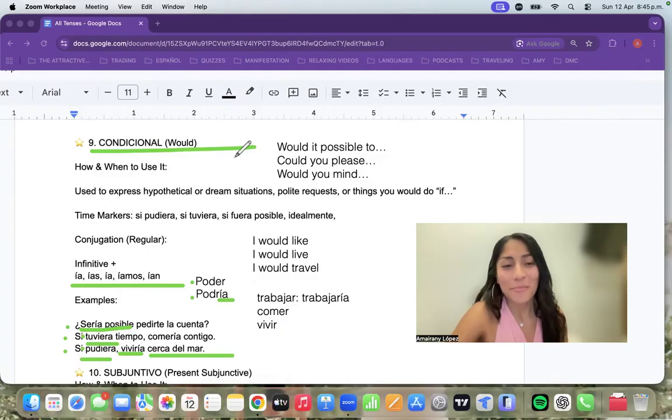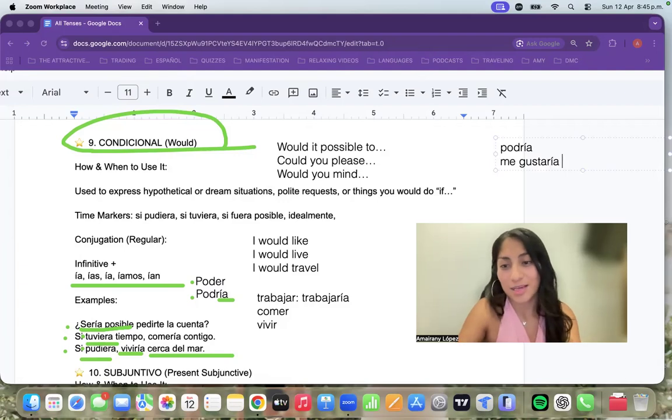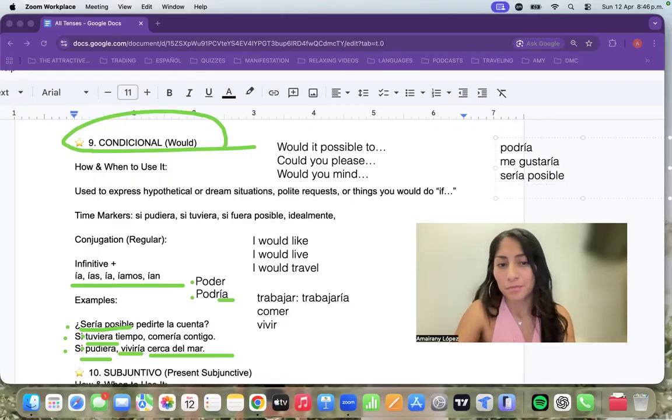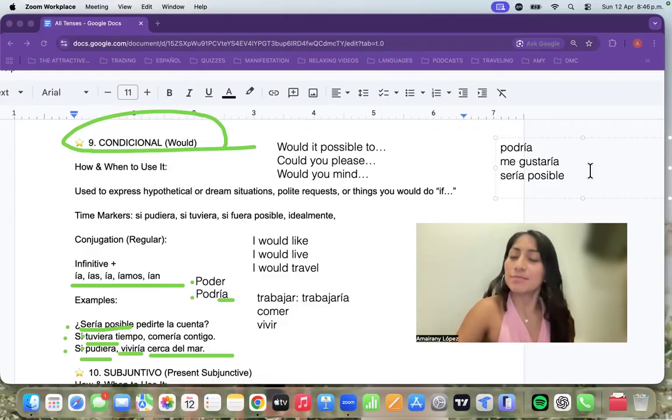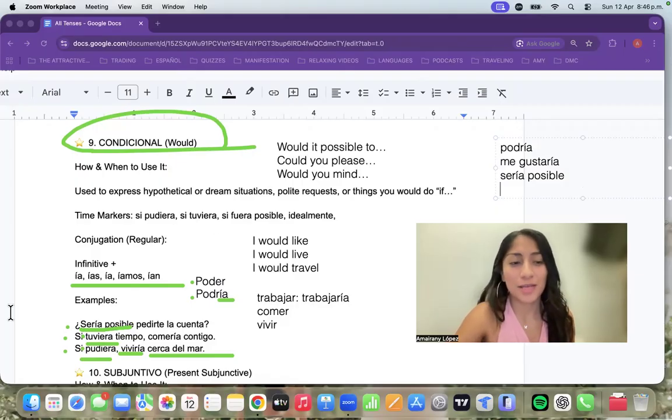We're almost done here. And for the most part, focus on the conditional ones that are to express polite requests. Podría, could, me gustaría, I would like. What's the other one? Sería. So sería posible. And that's pretty much it. Yeah, those are some of the ones that you can use to ask for something, okay, for a polite request.